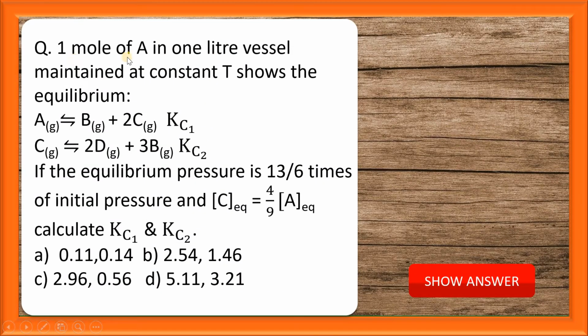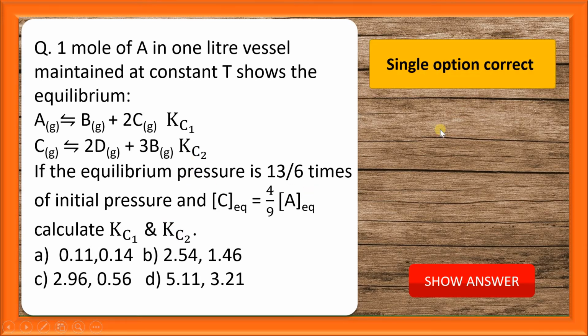इस क्वेश्चन में बोला है 1 mole of A in 1 liter vessel is maintained at constant temperature and it shows the equilibrium as follows. And if the equilibrium pressure is 13/6 times of the initial pressure and the equilibrium concentration of C is 4/9 of the equilibrium concentration of A, then we are asked to calculate equilibrium constant for the first reaction, that is Kc1, and the equilibrium constant for the second reaction, that is Kc2.